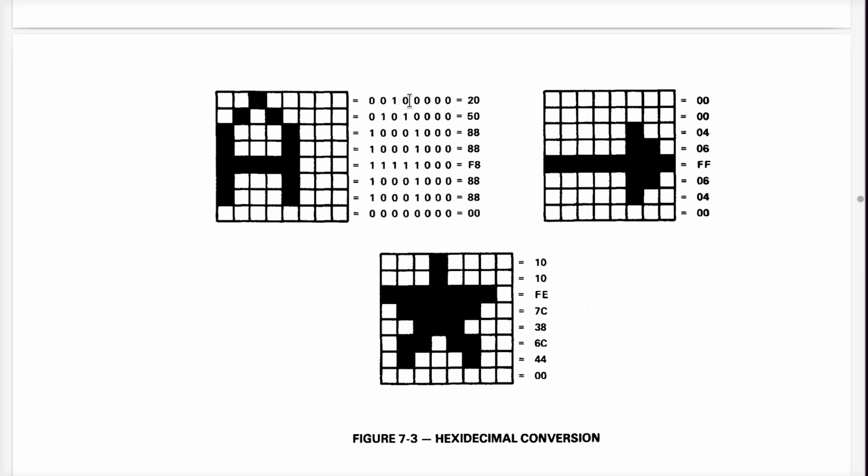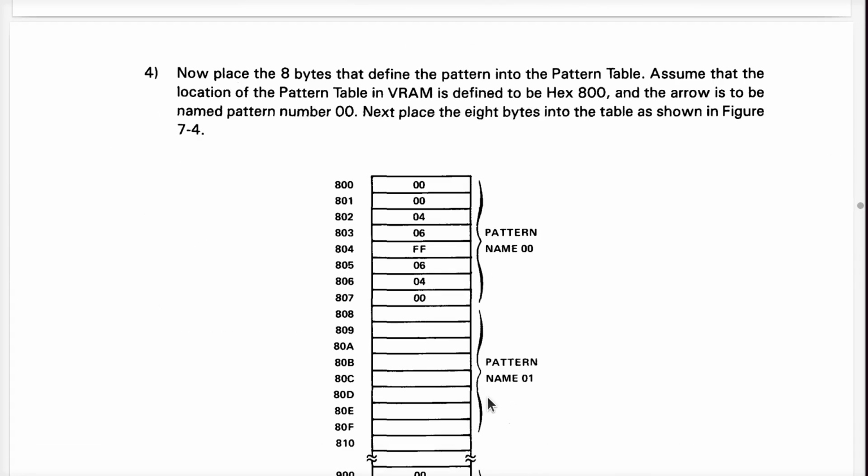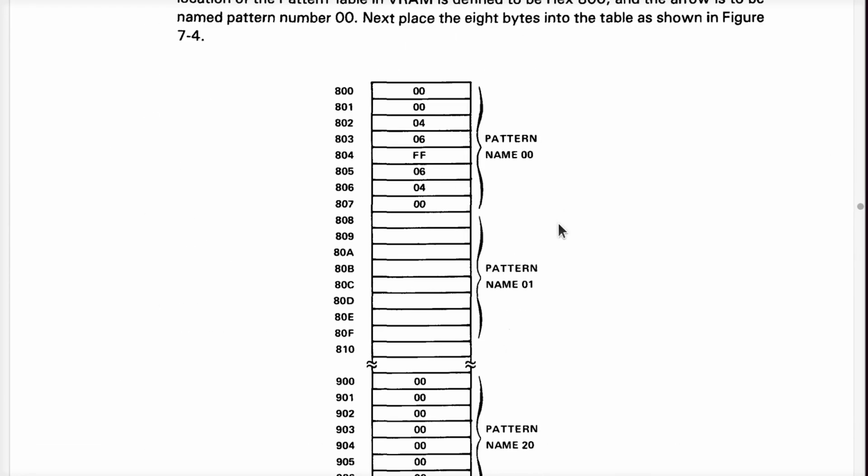0010000 is a 20 in hex. So that's describing the 2, these left 4, and then the 0, are these all offs? Simple as that. And you've got 8 bytes in a row, that's a tile. Then another 8 bytes for the next tile, and so on. It tells you what happens when you put 8 bytes next to each other in memory. All of them together is what we call pattern name number 0.